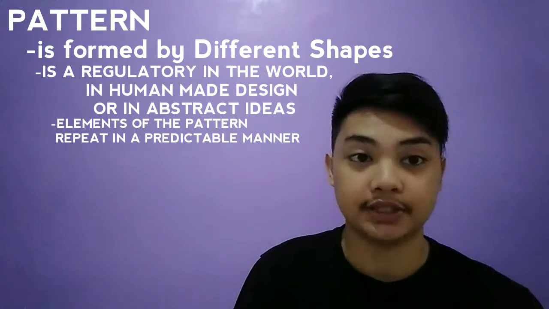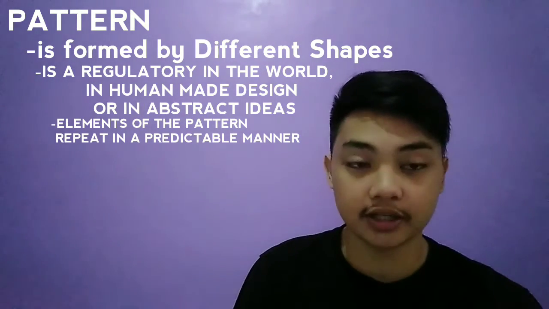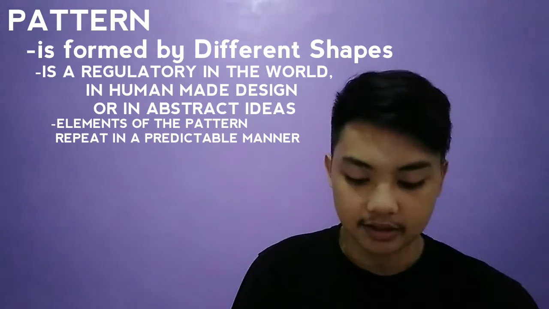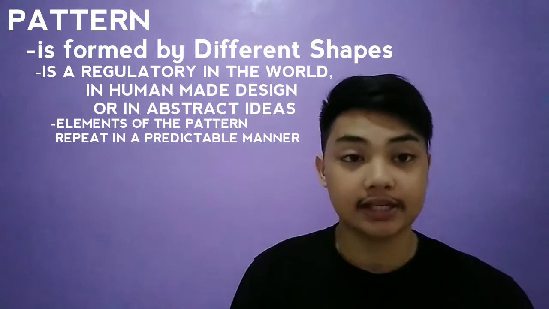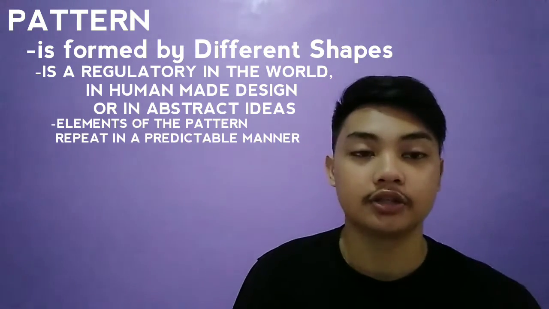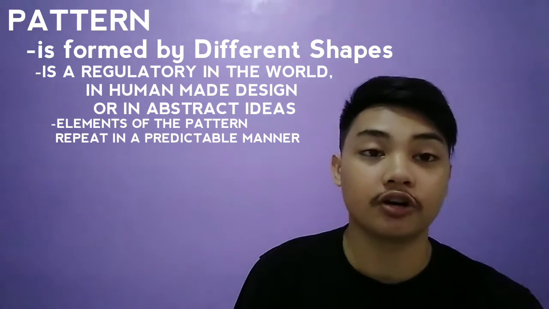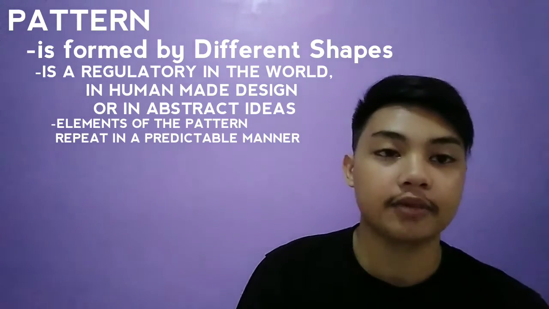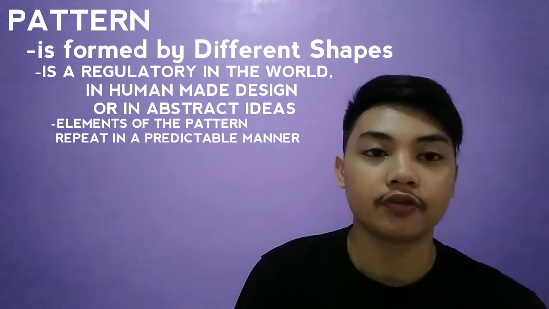So for our first topic, we're going to discuss pattern. First, let us define pattern. Pattern is formed by different shapes. It is a regularity in the world, in human-made design, or in abstract ideas. It is said that the elements of the patterns repeat in a predictable manner. So basically, that's the definition of pattern. Now, we're going to have some examples to further understand what pattern is.